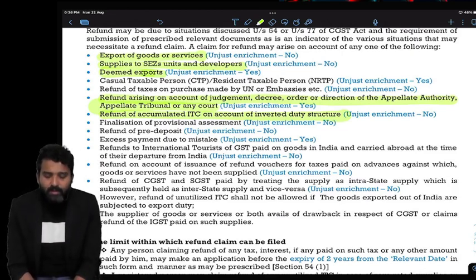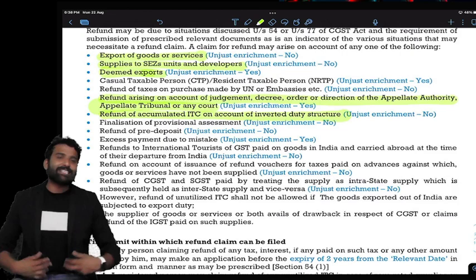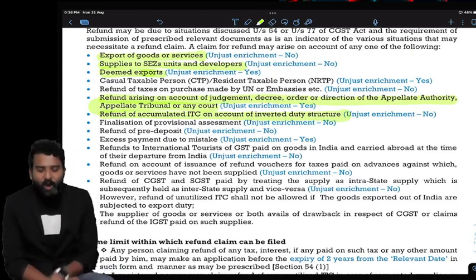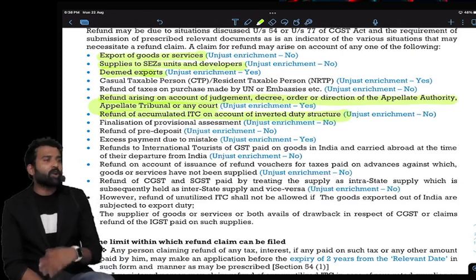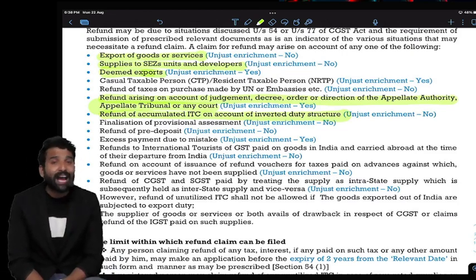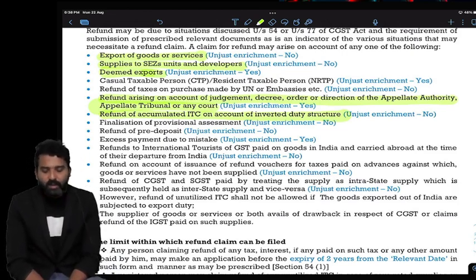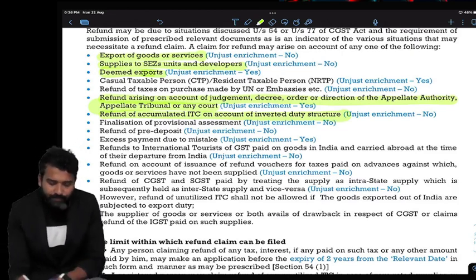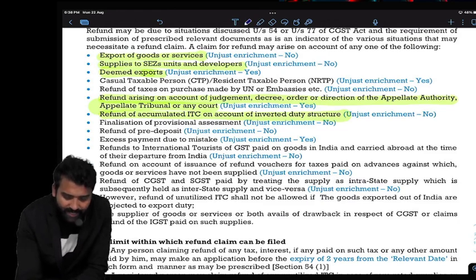Next one, finalization of provisional assessment. I paid the duty provisionally and now I am asking for a refund because my provisional duty was higher than the actual tax payable. So in that case, I can ask for a refund. But actually, I want to correct my mistake. Here, unjust enrichment is actually required.